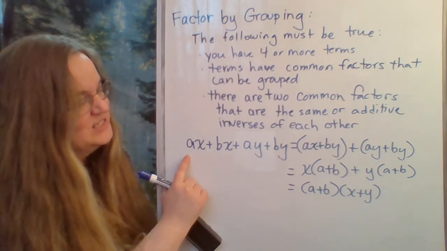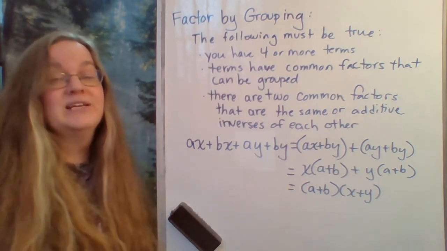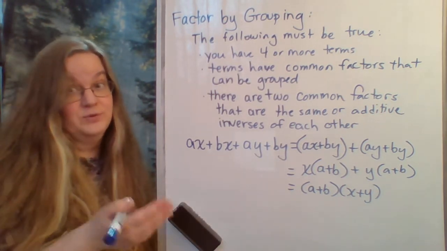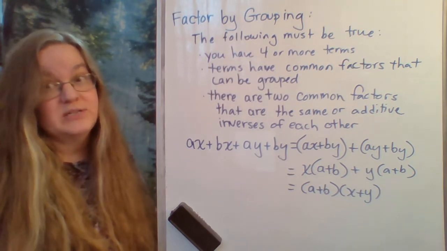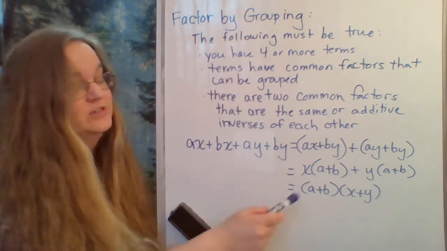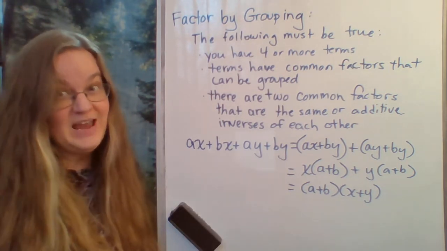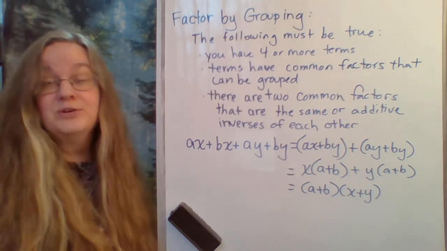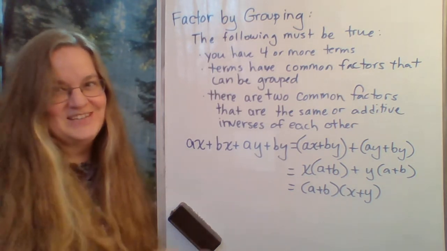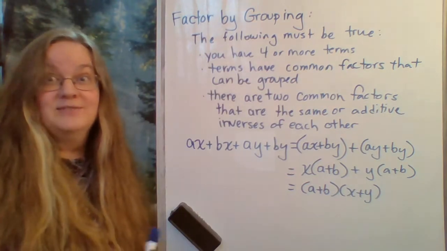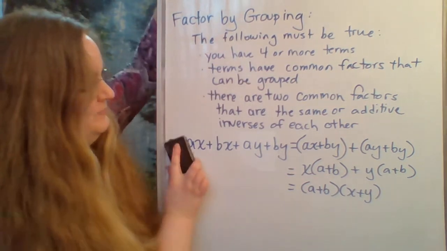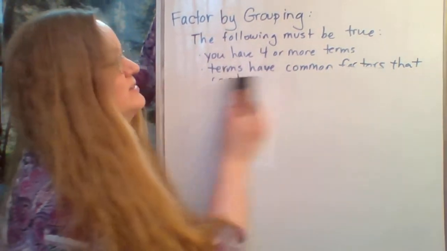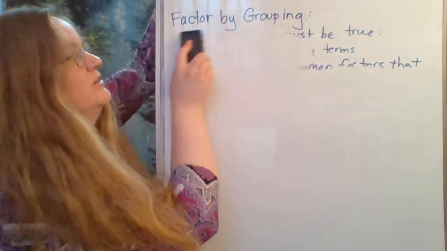This is what the math looks like, but I think the easiest way to go through it is to look at some examples, because it's going to make way more sense than looking at all these letters going, what just happened? You can go ahead and pause and write this down, and I'm going to dive into some examples. So let's take a look at factor by grouping.